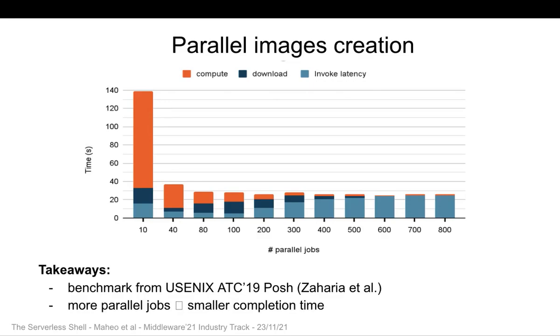So we consider three components: the compute part, the download part, and the invoke latency. So we can see that we are able to lower the completion time as we increase the number of parallel jobs, but the invoke latency increases.